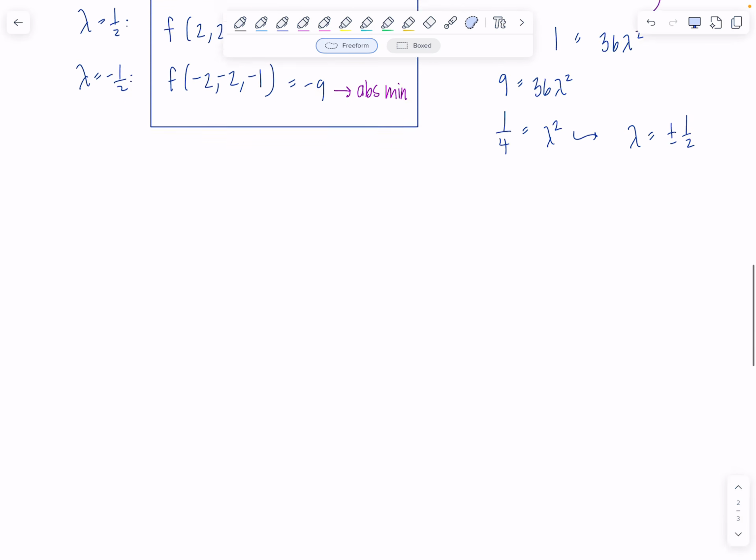Lucas? Okay. Let me just do it on a fresh sheet so it doesn't look a mess. Find the extreme value subject to both constraints. Okay, so this time we're going to have a lambda and a mu.